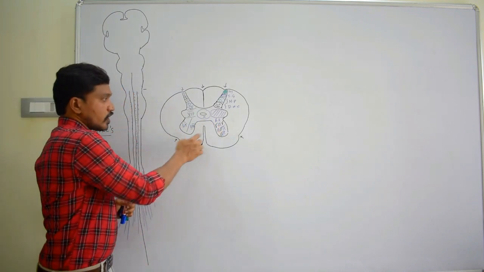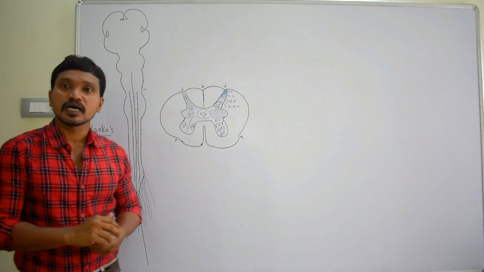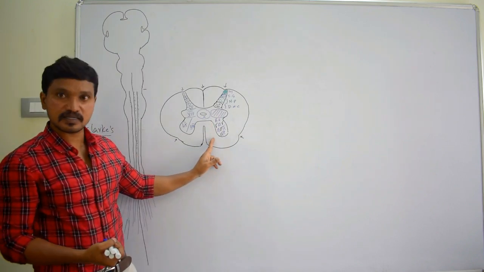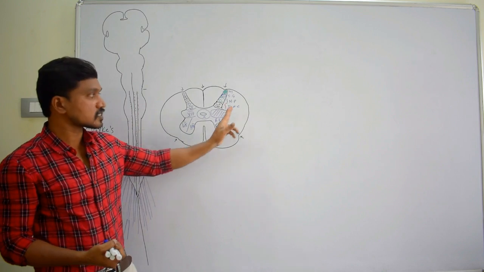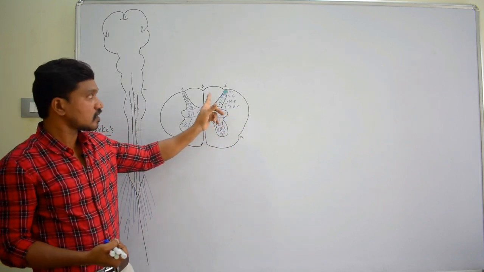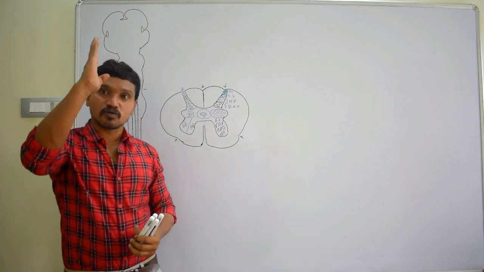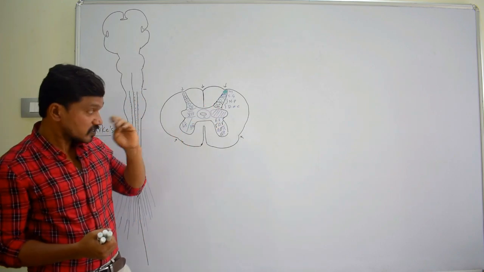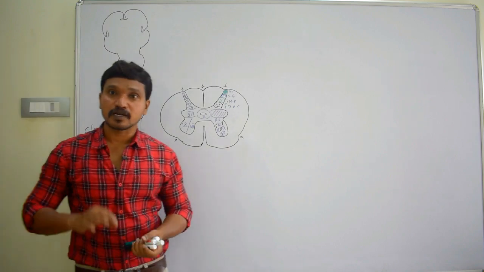Then if you see the white matter, through this white matter only tracts are ascending and descending. Some tracts are ascending and descending through the anterior white funiculus, some tracts are ascending and descending through the lateral white funiculus, and some tracts are only ascending through the posterior white funiculus. This is about the transverse section of spinal cord in brief.